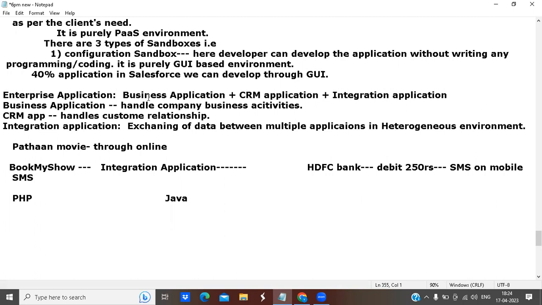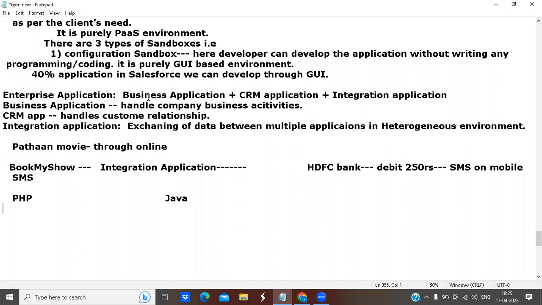Now tell me all of you, for my satisfaction. An enterprise application comprises how many applications? Business applications, CRM applications, integration applications. Total three applications. The business application handles business activities. The CRM application is related to customer relationships. The integration application handles the exchange of different data between multiple applications in a heterogeneous environment. And this is the best example I gave, because you know about this application and you use it regularly in your daily life, especially on weekends. Yes or no? Yes, sir.